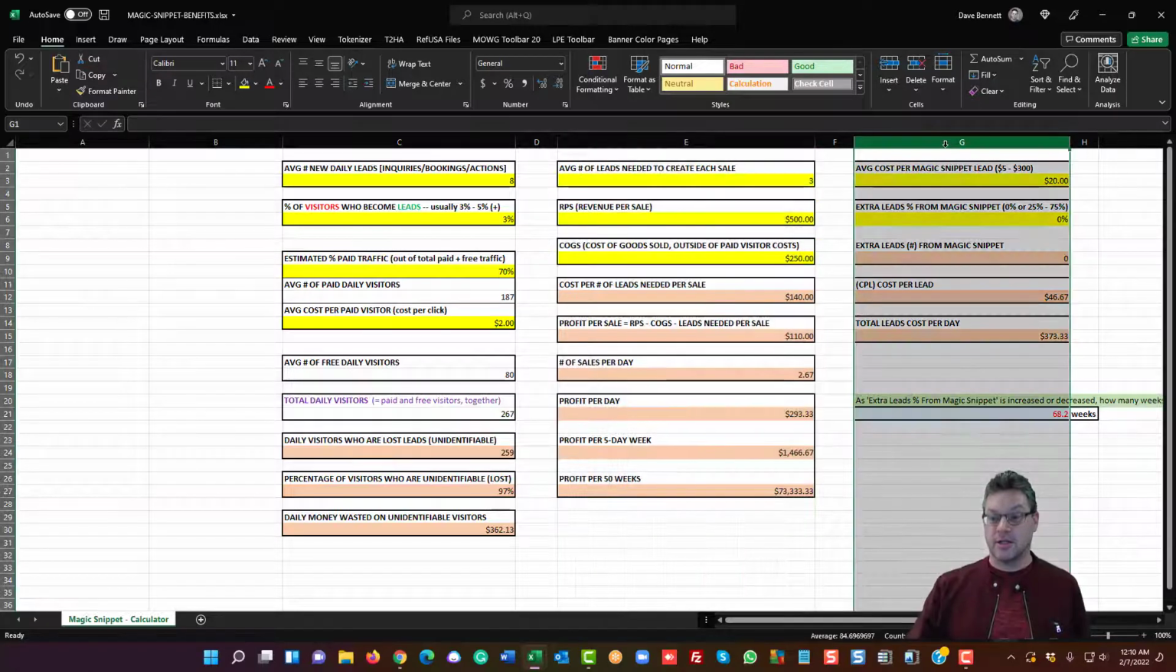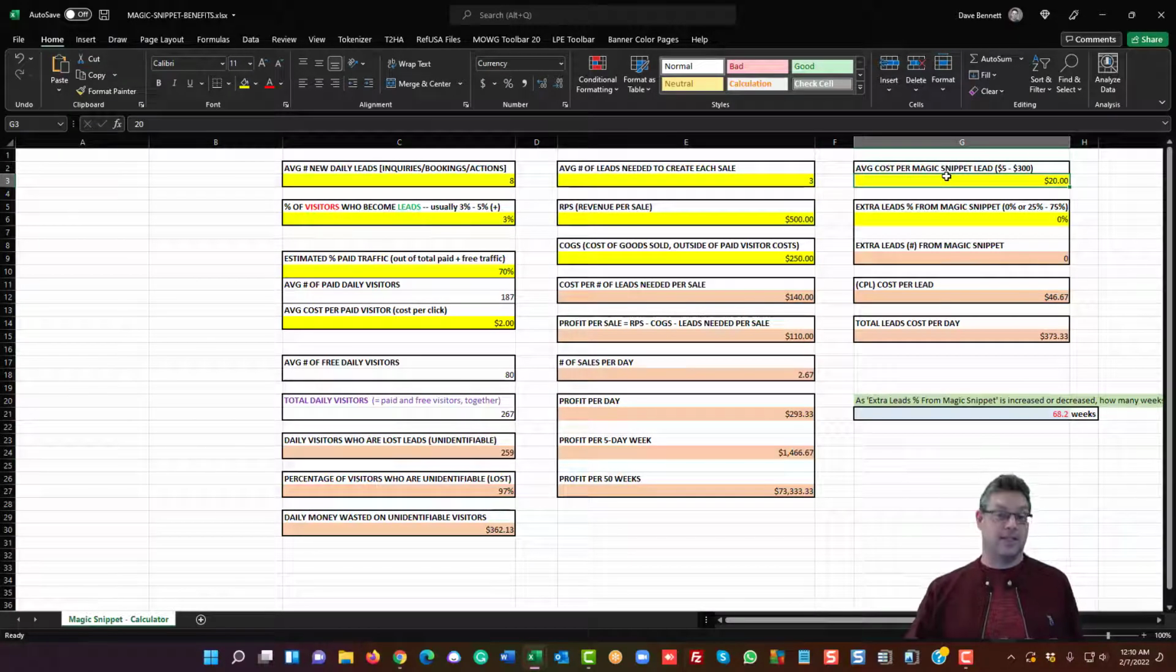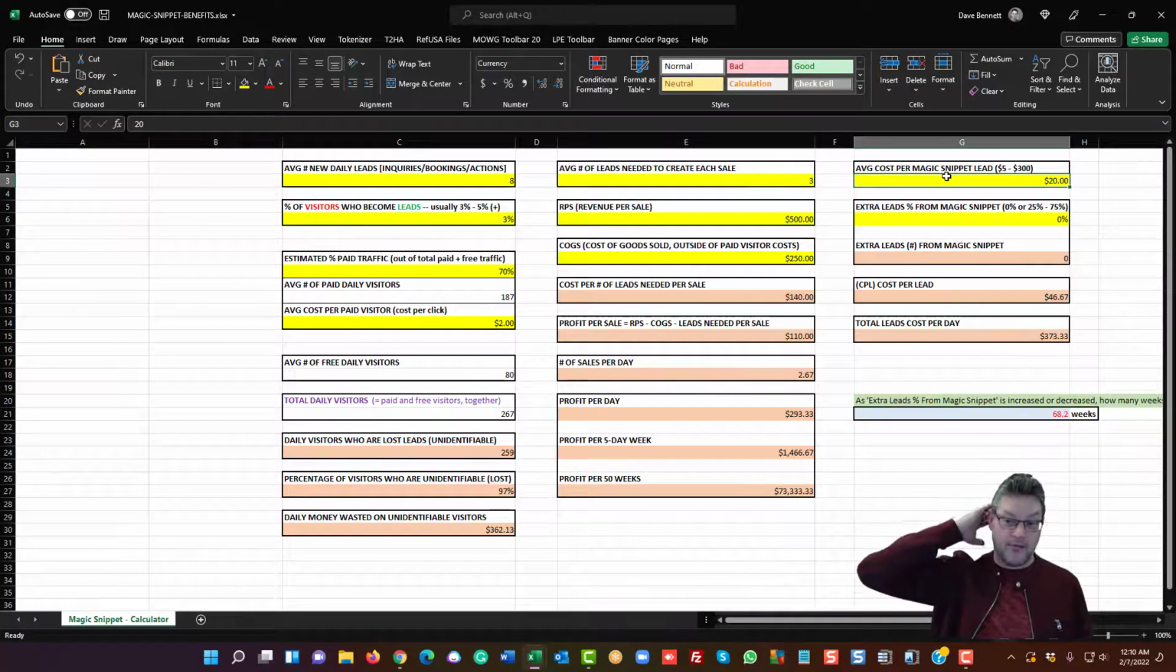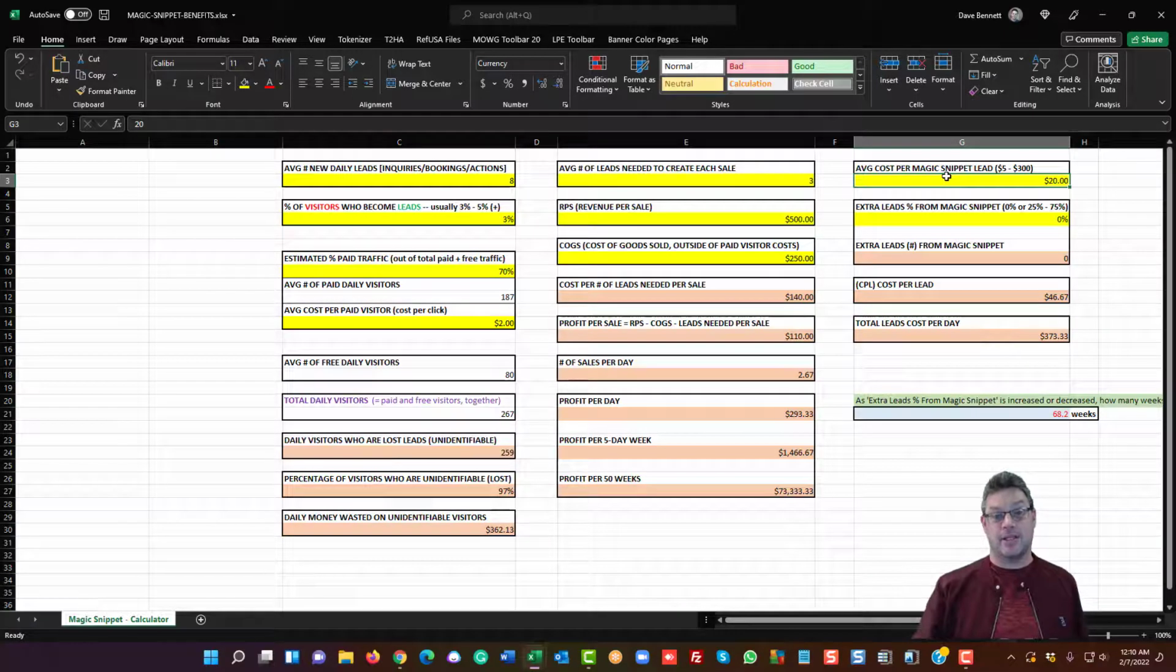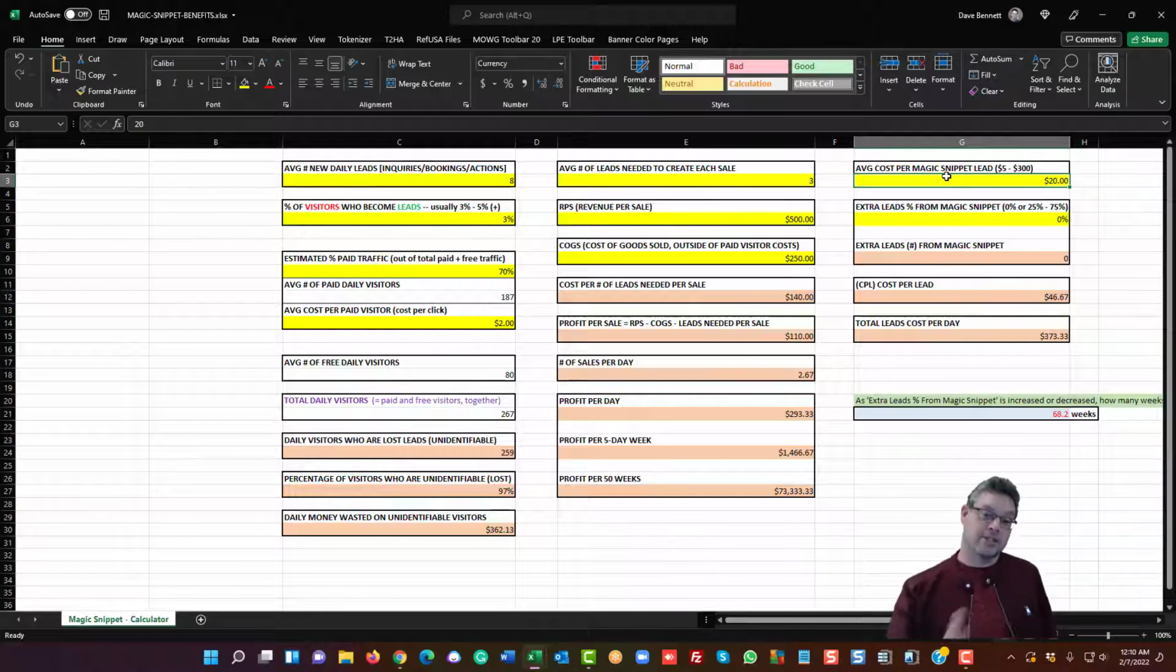Okay, let's take it one step further. Average cost for a magic snippet lead: anywhere from like $5 to 300 bucks. It depends on the industry you're in, whatever the standard cost per lead is within that industry. Pest control, that's cheap, right? Because you have to call through a couple of guys, but pest control guys don't make a lot of money when they do the job. So pest control is pretty cheap. What else is cheap? That's mostly the cheap end.